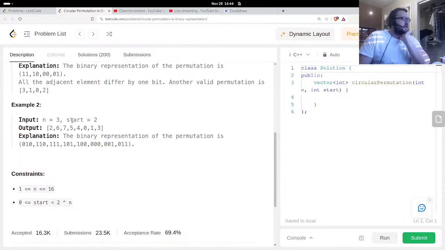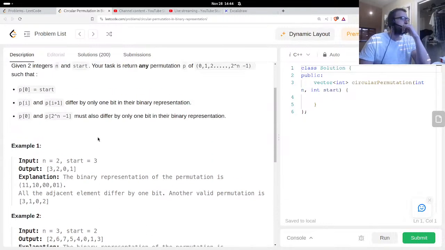So n equals 3, start is 2. Binary representation of the permutation is 010, 011, 111, 110, 100, 000, 001, 101. This is like a Gray code type of a thing.